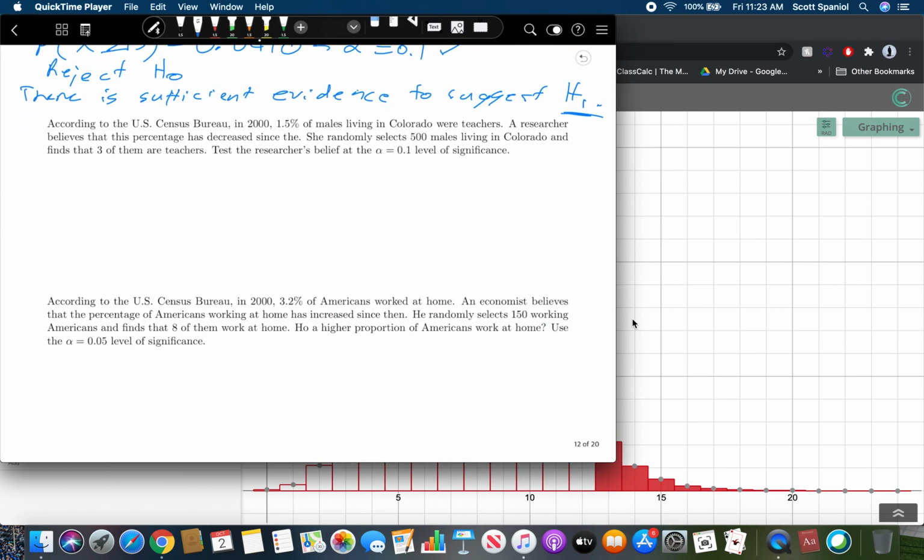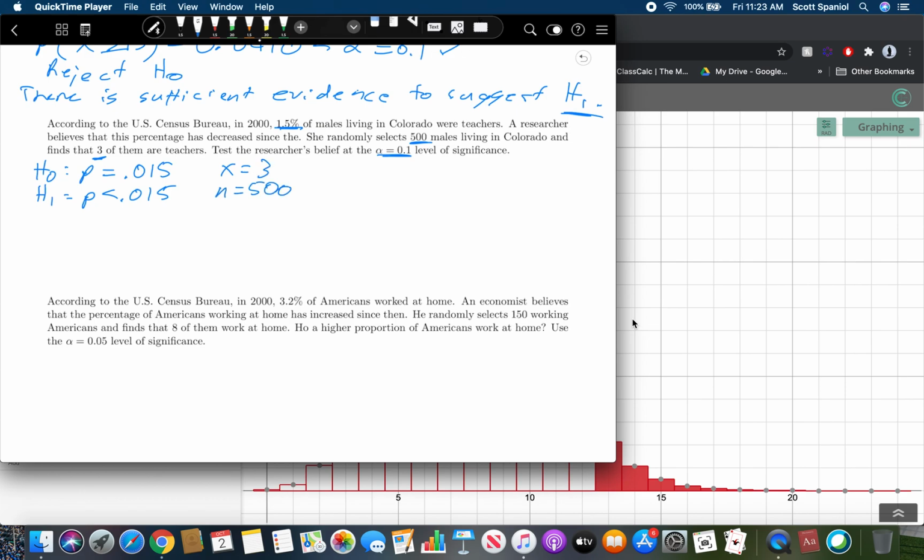Okay, so the second one here says, according to the U.S. Census Bureau, in 2000, 1.5% of males living in Colorado were teachers. A researcher believes that this percentage has decreased since then. She randomly selects 500 males living in Colorado and finds that 3 of them are teachers. Test the researcher's belief at the 0.1 level of significance. Okay, so we're going to do the same thing. So H naught is going to be P equals 0.015. H1 will be that P is less than 0.015 because we think it's decreased. X is 3, N is 500.